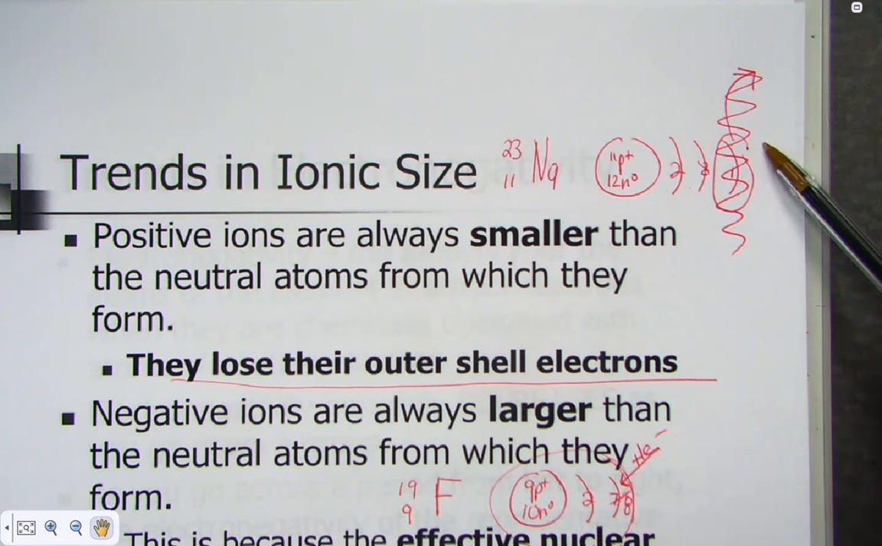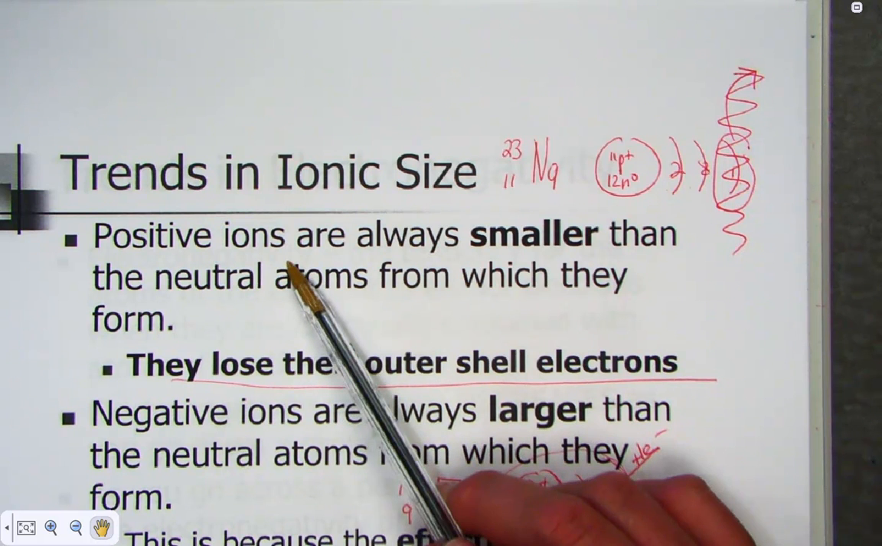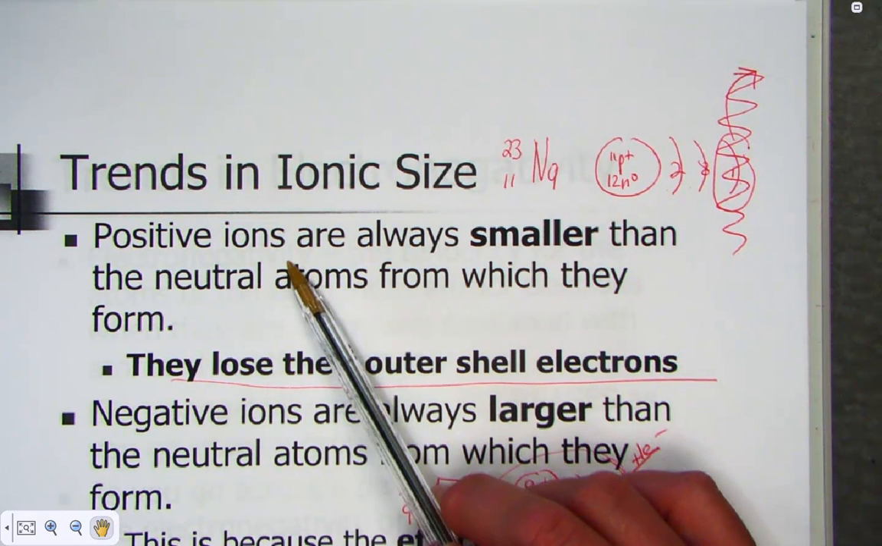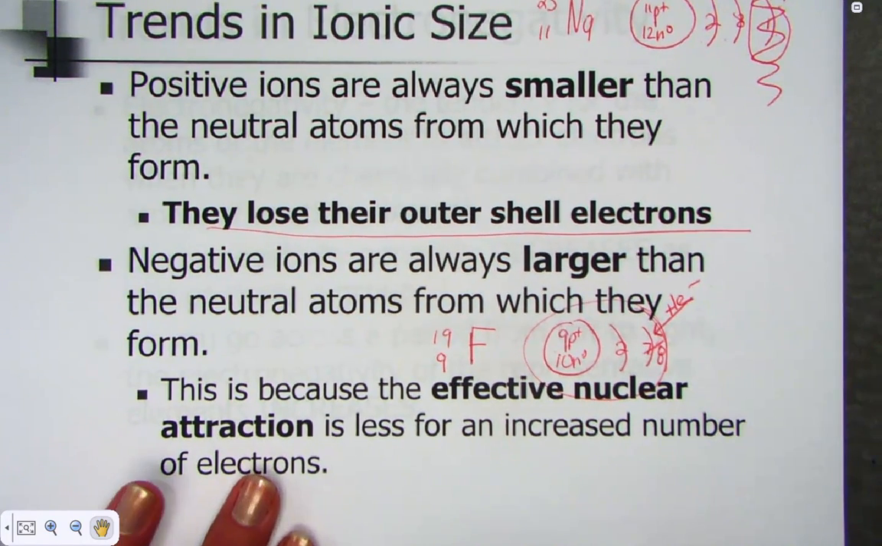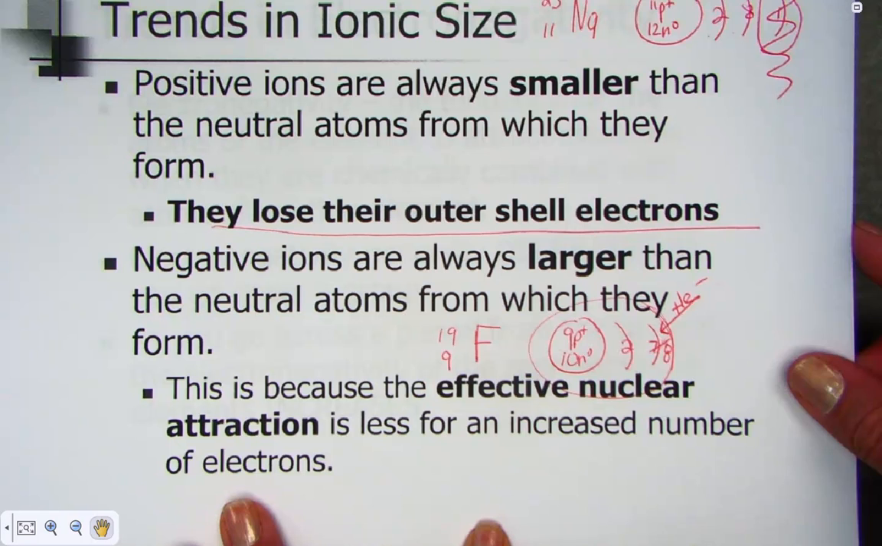Losing electrons makes the atom get smaller. Positive ions are formed when electrons are lost. Negative ions are formed when electrons are gained.